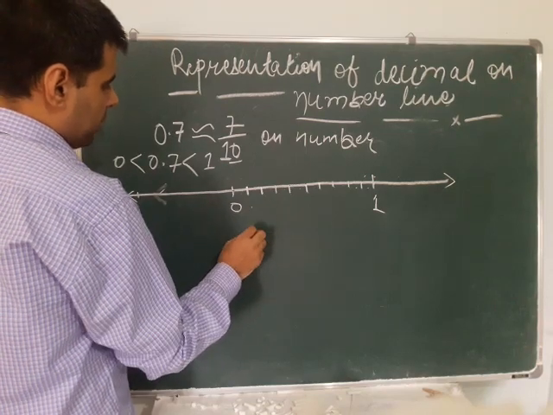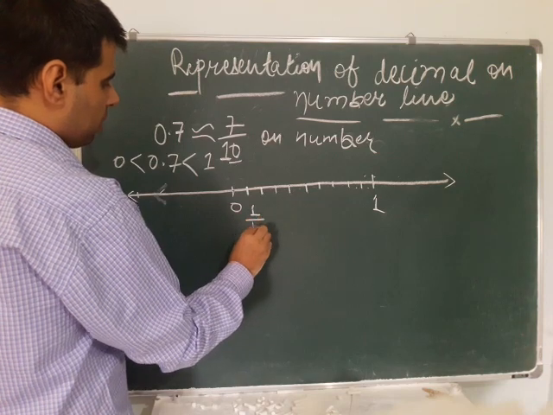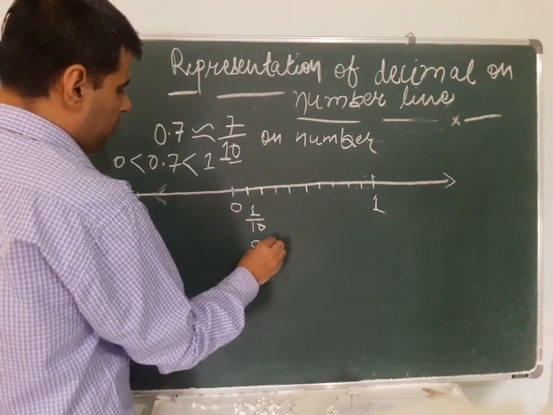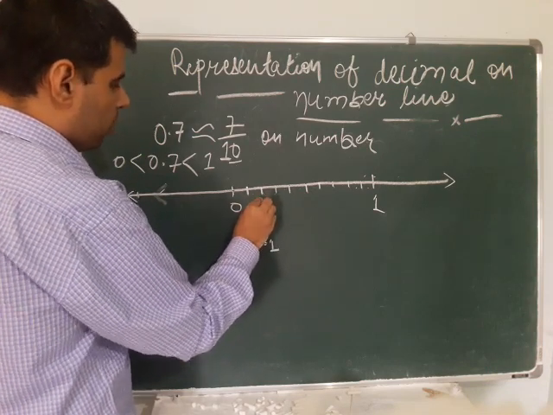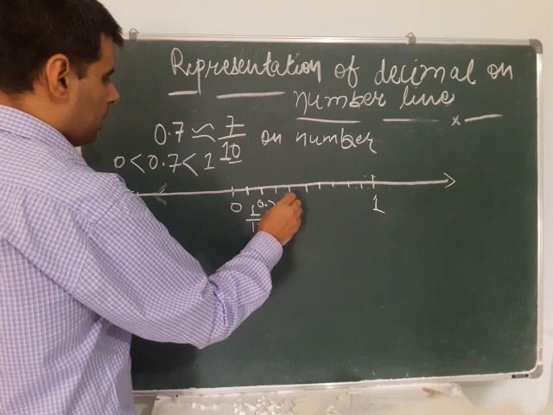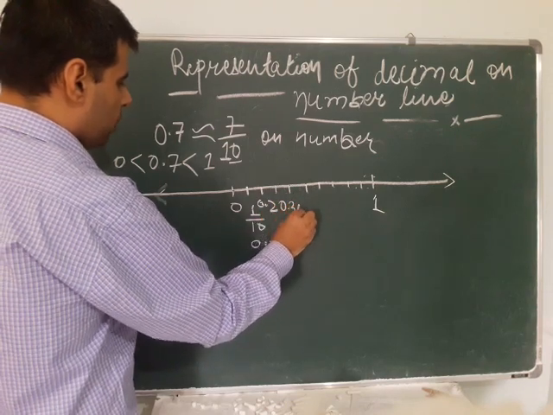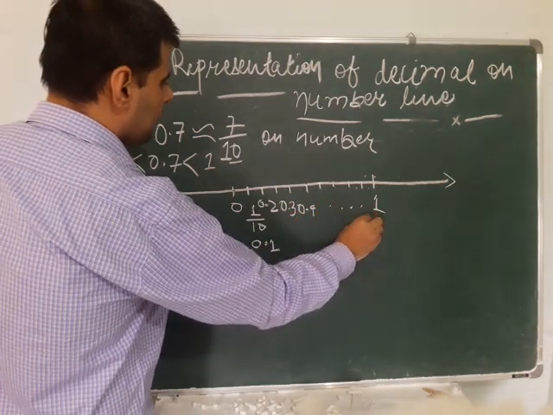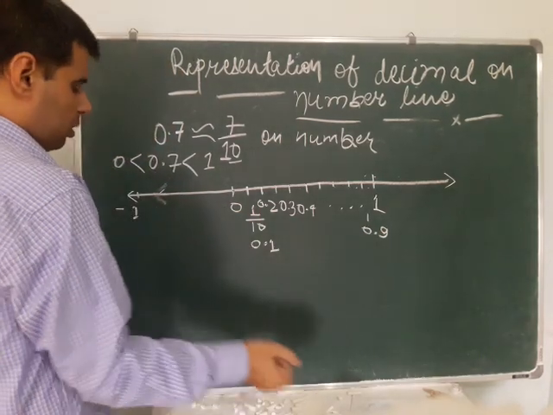So the first division will be 1/10, or its decimal equivalent will be 0.1. The second division will be 0.2. The third division will be 0.3. The fourth division will be 0.4, and so on. The last division will be 0.9.